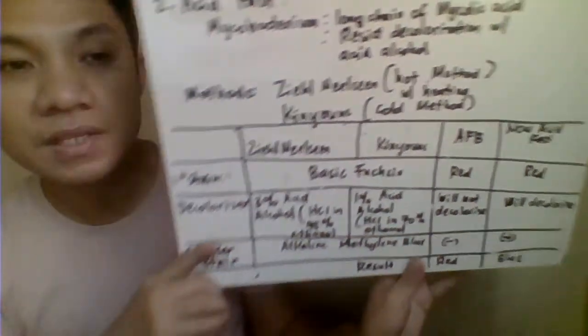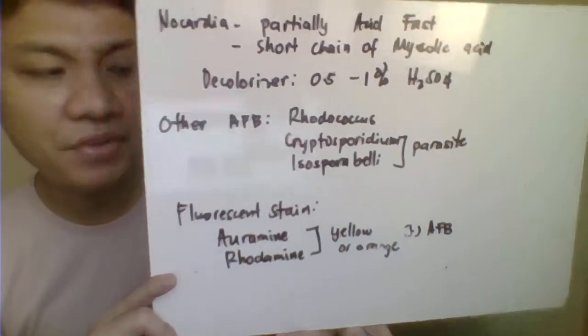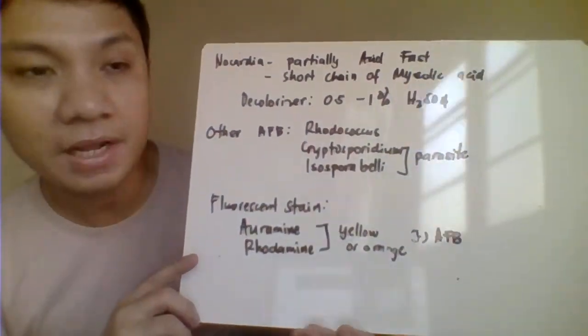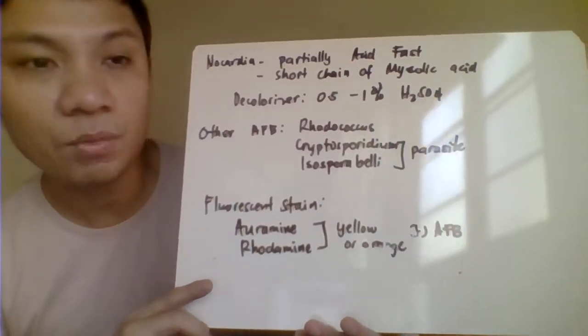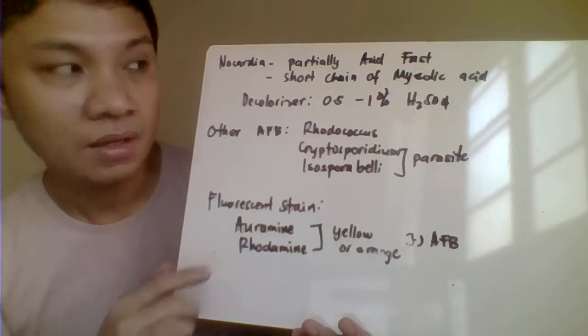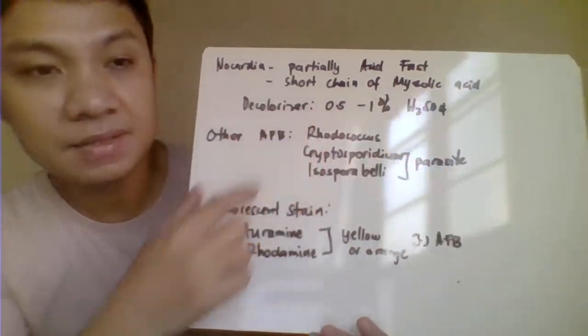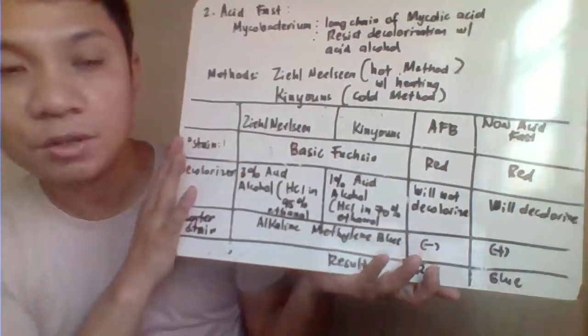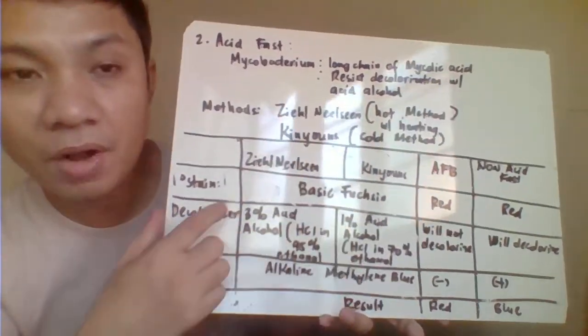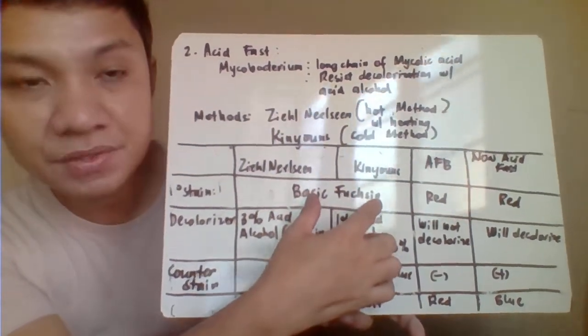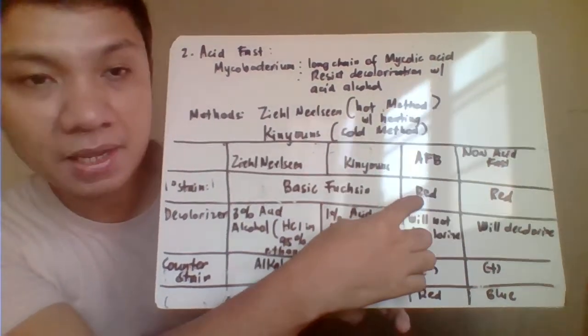So, if you are suspecting Nocardia, you use only a weak acid, sulfuric acid, 0.5 to 1%, as your decolorizer. If you use this decolorizer for your Nocardia, it still looks like this. The primary stain is still your basic fuchsin. With Nocardia, the basic fuchsin will be taken up by the Nocardia, and it will become red.